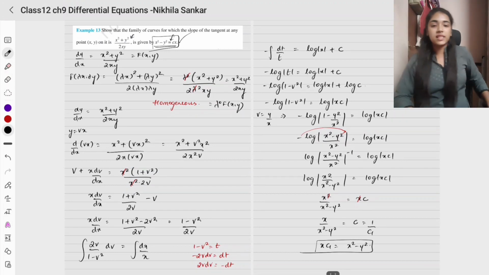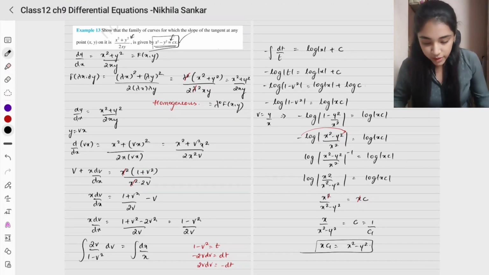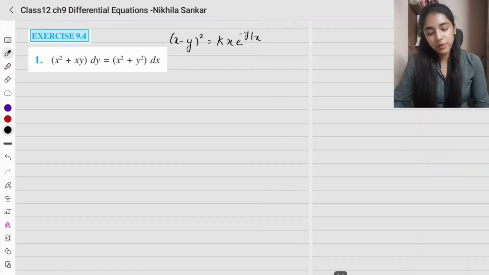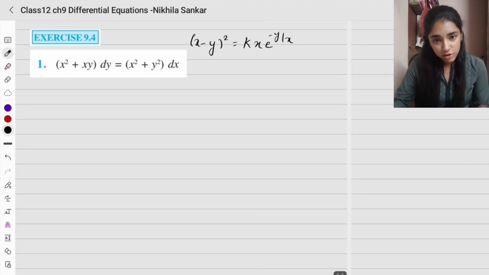So with this we are done with the example questions. Let's move on to exercise questions. Okay. Exercise 9.4. First question, you have to show that this is homogeneous and also solve the equation.